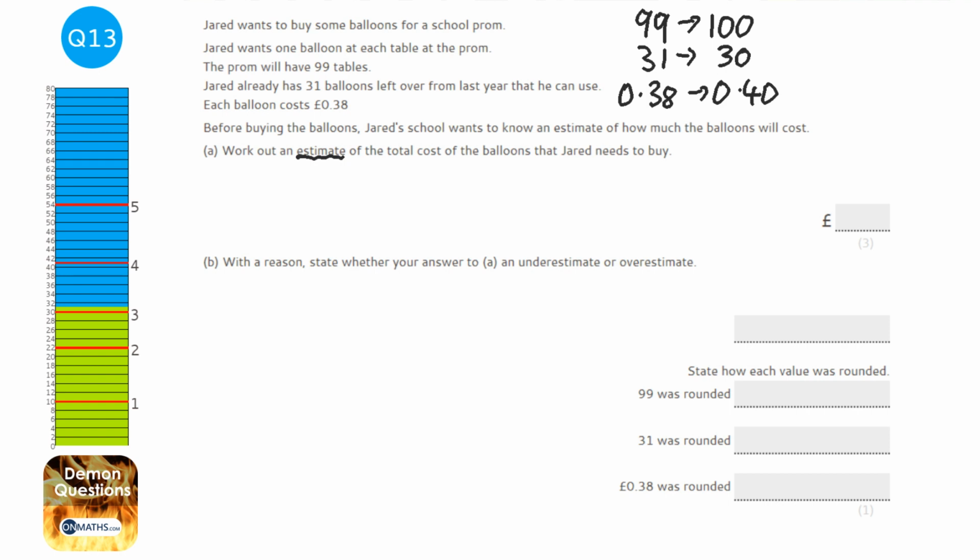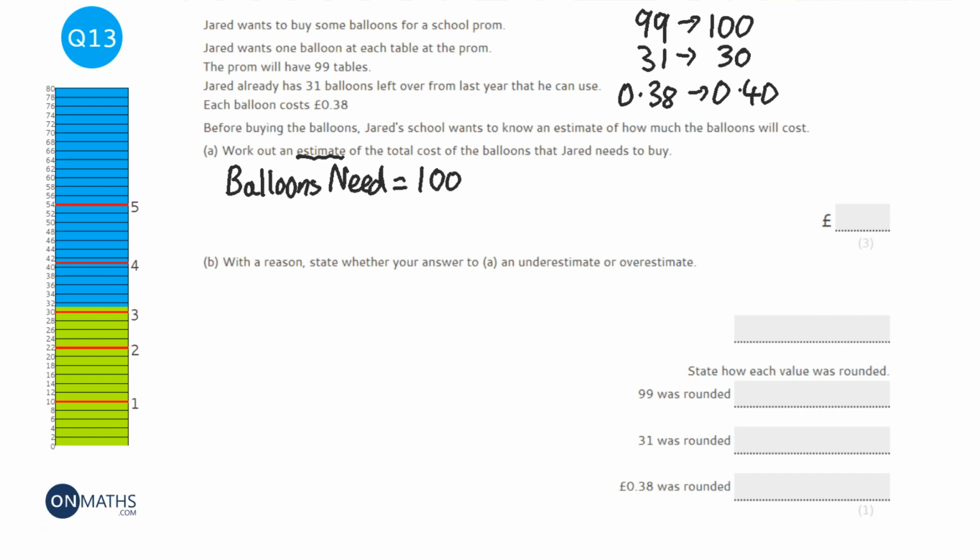Now we're going to understand the question. The question says there's 100 tables and 1 balloon per table, but he already has 31 balloons. So the first thing we need to do is work out how many balloons are needed. So balloons needed, and that's 100. Remember, we're not doing 99. Take away 30, which means we'll need 70 balloons.